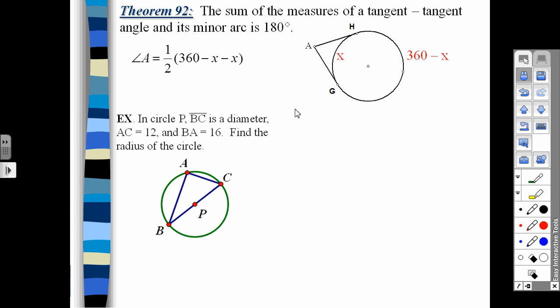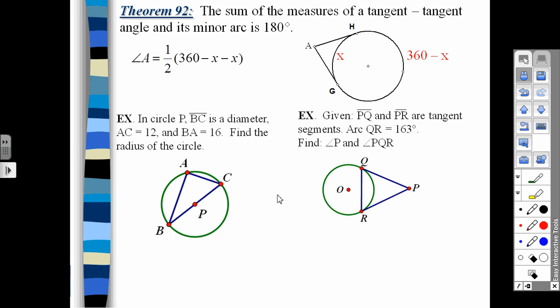So let's put this into practice here. Here's an example. It says that in circle P, the diameter BC, and let's see, AC is 12 and BA is 16. We are asked to figure out the radius of this circle, so like from P to C. So if we plug in these two lengths that they've given us, and we know that this is an inscribed angle, this being the diameter, that angle A is going to be a right angle.